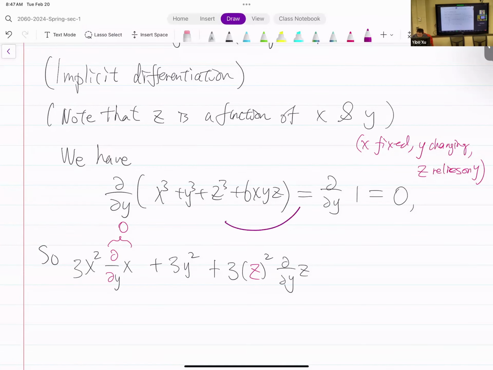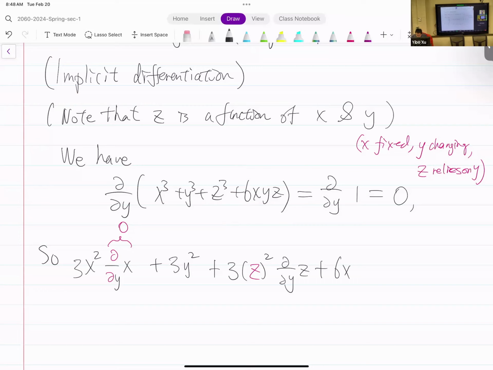And finally, we have what? We have 6 times x y times z. So this is a product, because 6x is fixed as a constant, so it's a constant multiplied in the front and doesn't affect anything. Y is changing, z is relying on y, so z is also changing. So we have a product of 2 functions. Okay. So plus.